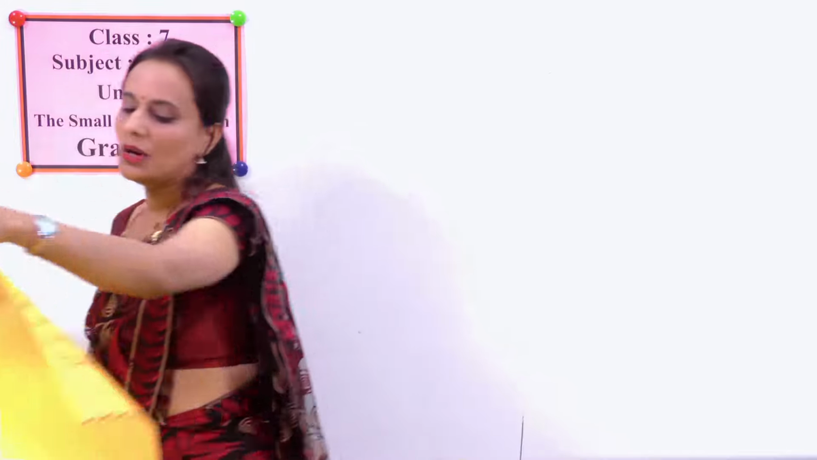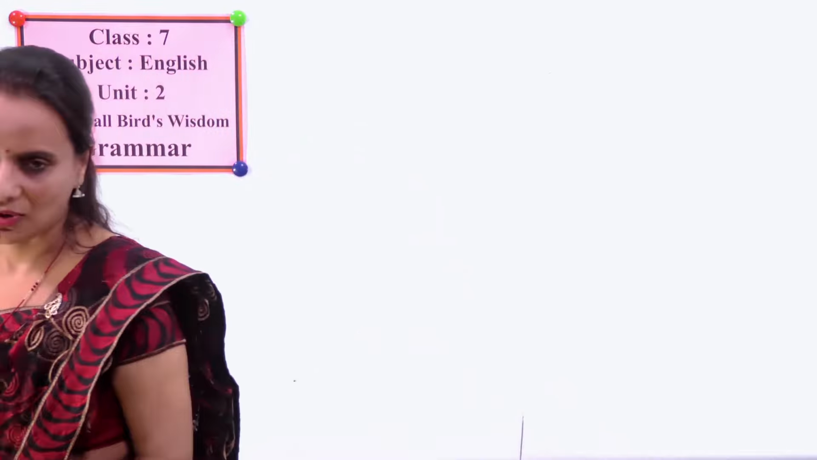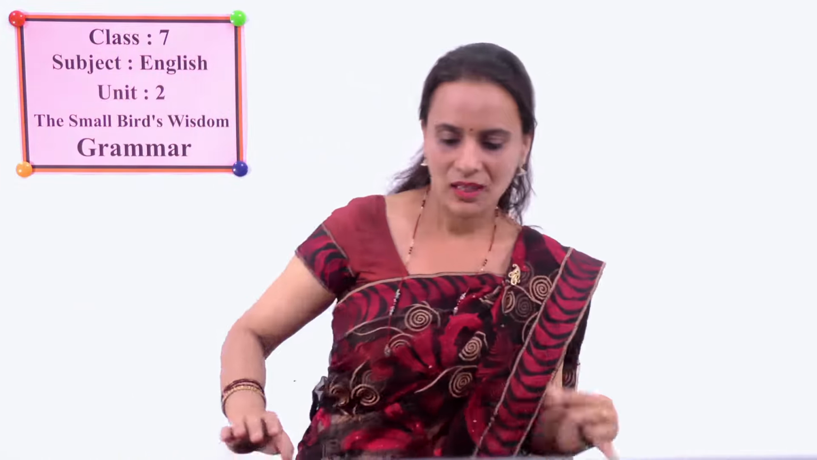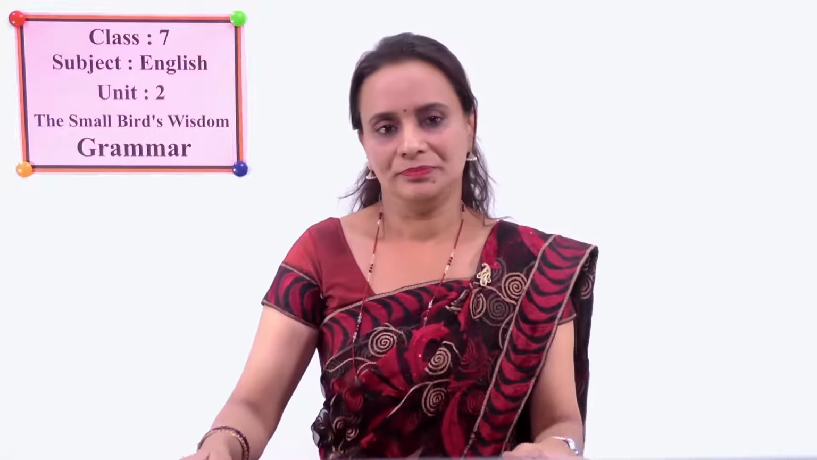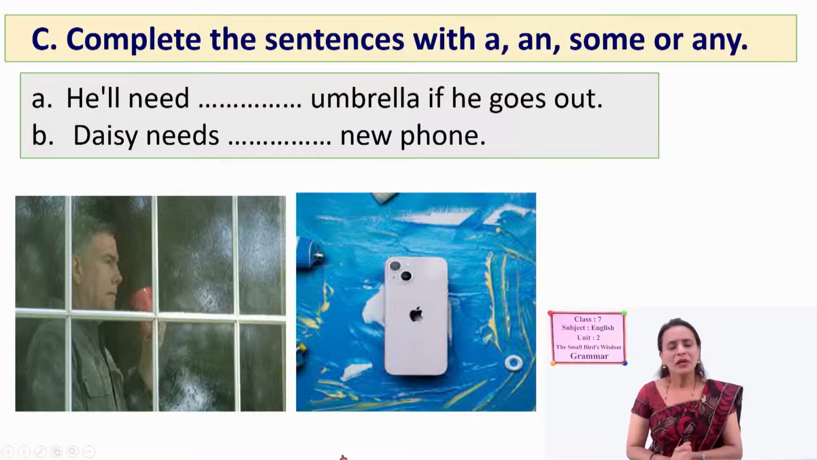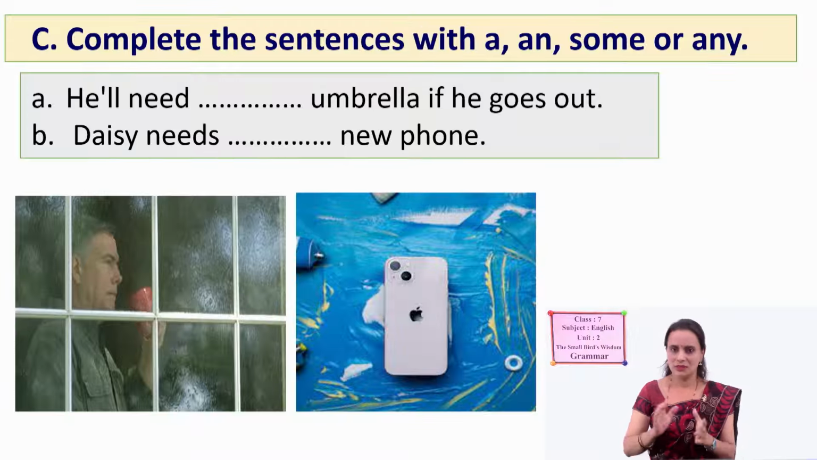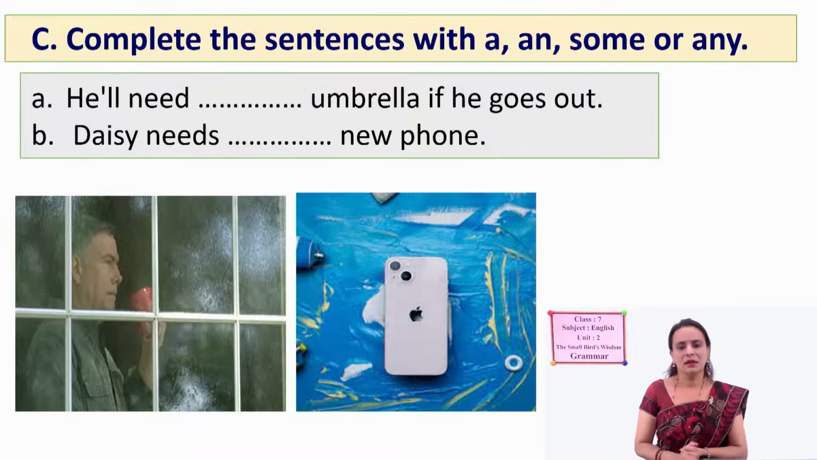Now let's do the exercises from the book. Let's see it there. Complete the sentences with a, an, some or any. Now see, he'll need blank umbrella if he goes out. You can see here in the picture also. Number B. Daisy needs blank new phone.